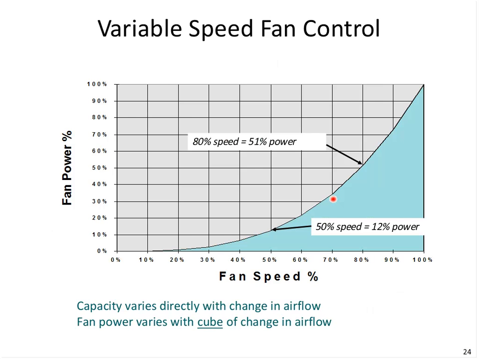So for example, if you would grab your pointer, if we could slow the fans down to 50% fan speed, where are we going to be over here on the fan power? Stick your pointer over here. Yeah, there we go. So, can we go down to 50% speed and still get adequate circulation?